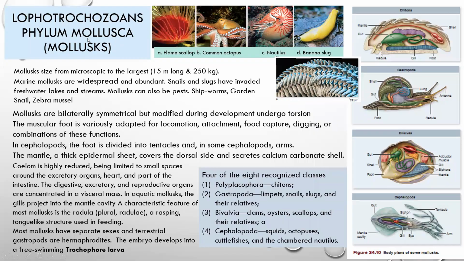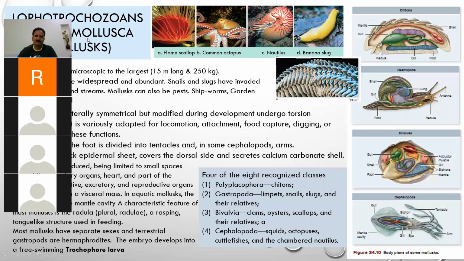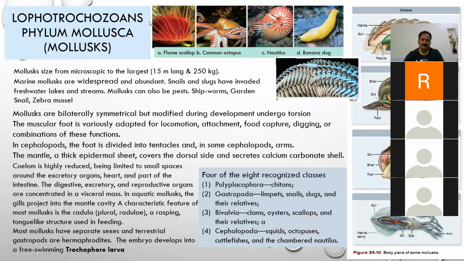After Platyzoans, we are moving towards the next group, Lophotrochozoans. As its name indicates, this group consists of those animals which have lophophore or trochophore larvae. In this group, we have two representative phyla. One of them is phylum Mollusca. Next, we will discuss phylum Annelida. There are several other minor phyla which are also included in the Lophotrochozoans. Bryozoans are also animals which are included in this group.